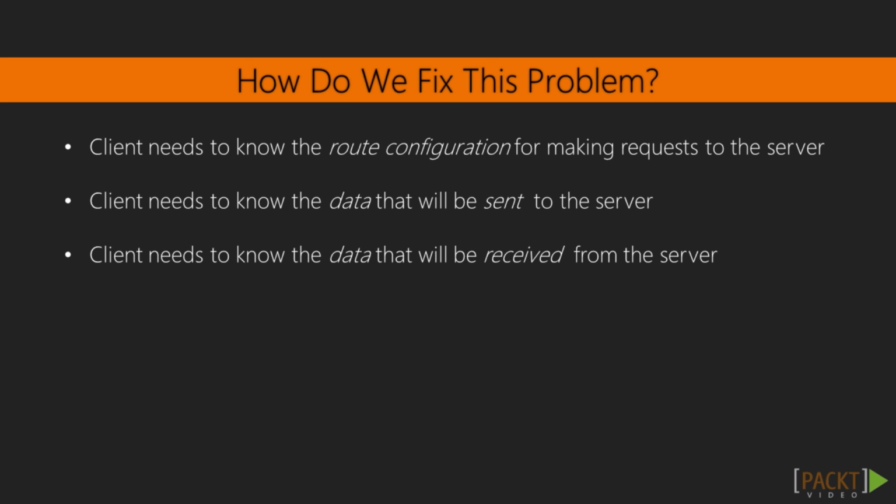First, the client needs to know the route configuration for making requests to the server. By that I mean the client needs to know what path on a server to send the requests to. For example, a put request to the message path. Second, the client needs to know the data that will be sent to the server. And finally, the client needs to know the data that will be received from the server.